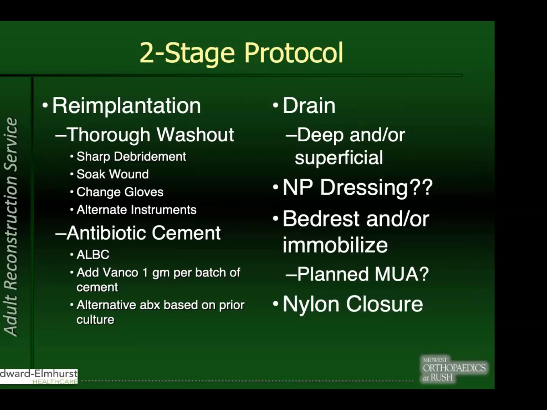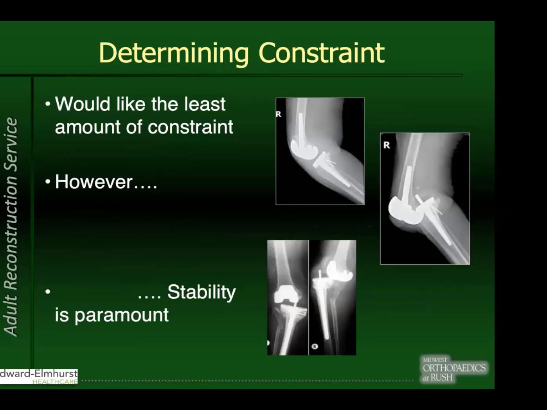I'll use antibiotic bone cement, usually 1 gram of Vanco per batch of cement that already has antibiotics in it, or an alternative based upon the prior infection. Put a drain in. Sometimes we'll use a wound vac for these people. Bed rest or immobilize them, depending upon what they had done. If they had a flap or an extensor mechanism allograft, we may need to plan a manipulation at 6 to 10 weeks down the road. And I close these wounds a lot of times with nylon sutures, or I have my plastic surgeon close them if there's any concerns.